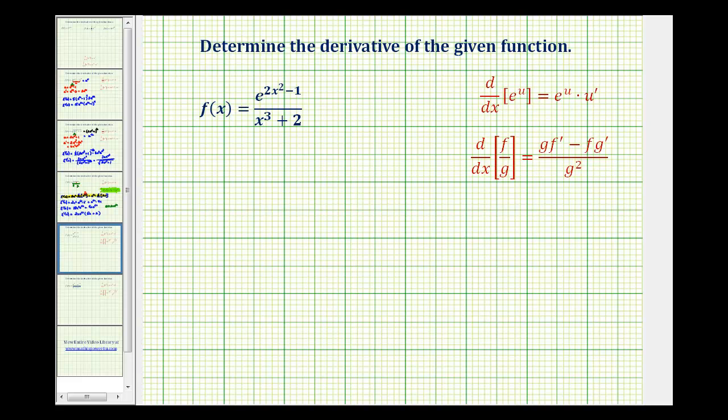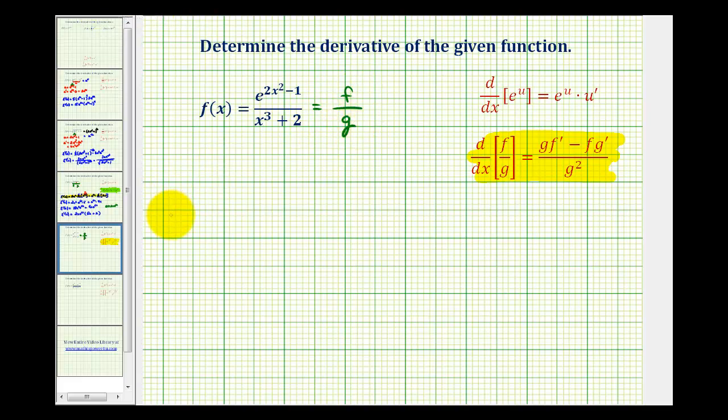We want to determine the derivative of the given function that's a quotient of an exponential function with base e and a polynomial function. So because we have a quotient, we'll apply the quotient rule, which is given here just in case you need the review. So to apply this formula here, we'll let the numerator equal f and the denominator equal g.